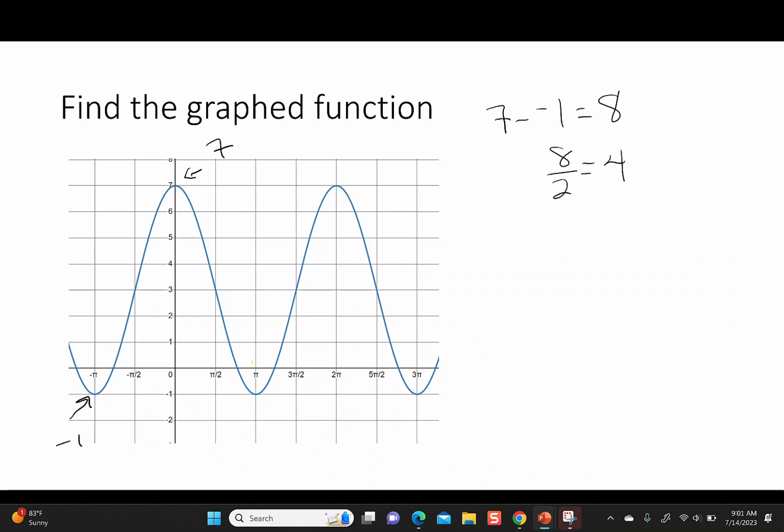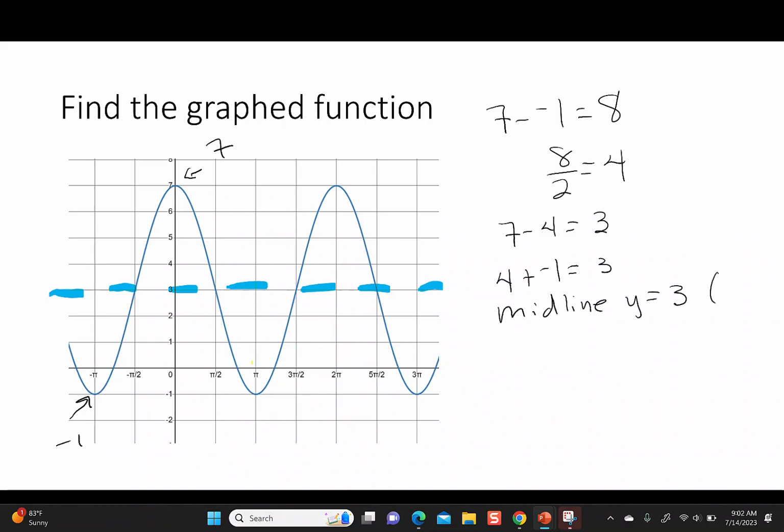So I expect the midline to be a distance of 4 units from both the maximum and the minimum. Looking at 7 minus 4, that tells me 3. Or if I do 4 plus negative 1, I also get 3. I'm going to draw in my midline at y equals 3. I'll also write that as a note that the midline is y equals 3.